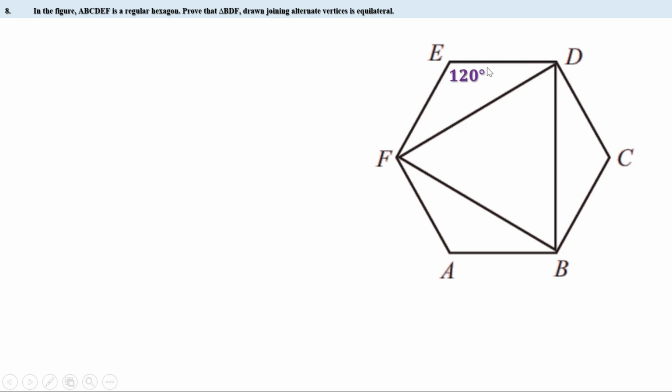We know the sum of the three angles of a triangle is 180 degrees. Since this angle is 120 degrees, the sum of the other two angles is 180 minus 120, or 60 degrees. The sum of these two angles is 60 degrees and they are equal. Therefore, each angle is 30 degrees.